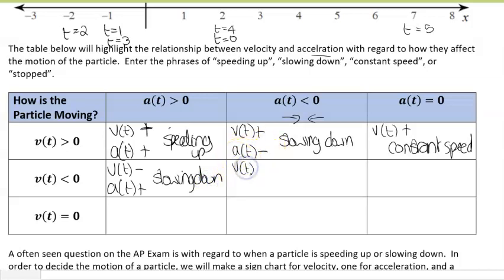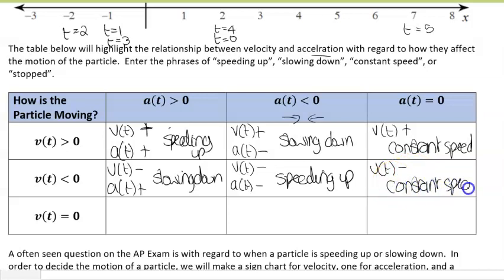Velocity is negative, acceleration is also negative, so it's going to the left and it's being pushed to the left, so it's speeding up. Velocity is negative, acceleration is not making any push onto it, it's not increasing it or slowing it down, therefore it's constant speed to the left.